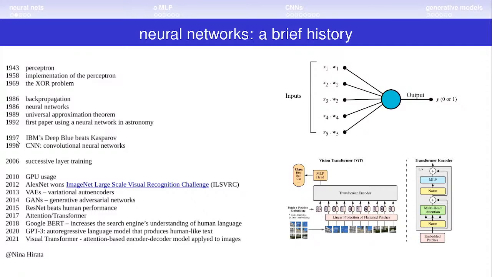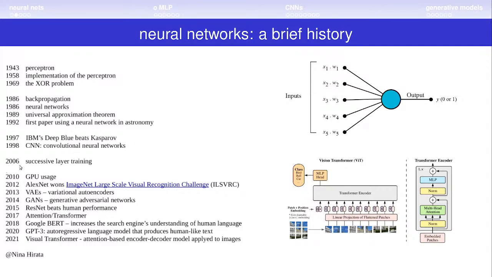In 1997, IBM's computer Deep Blue beats Kasparov in the game of chess. In 1998 appear the convolutional neural networks, that is one of the most important and most used architectures, and we'll see more about it later.